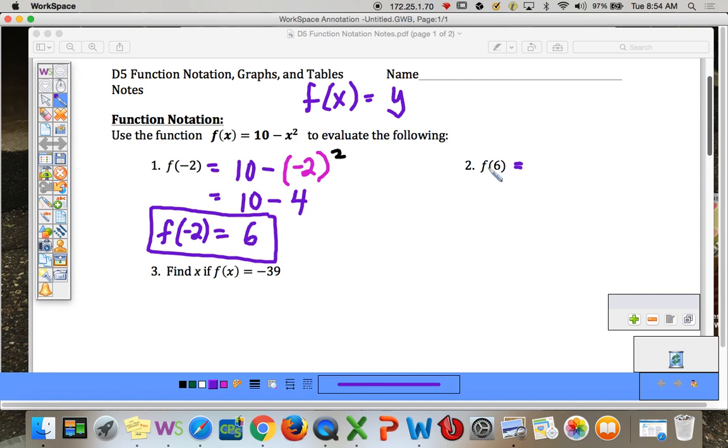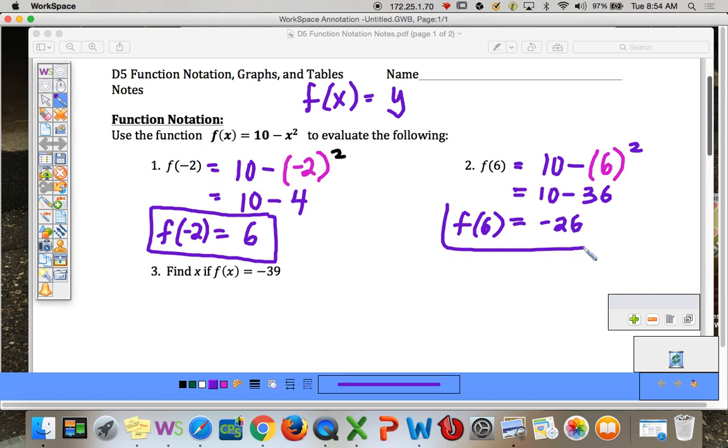F of 6 means plug in a 6 into x and solve. So we have 10 minus, and instead of x, we're going to plug in a 6 here, and we're going to square it. So here we have 10 minus 6 squared is 36. 10 minus 36 is negative 26. So for our final answer, we'll say f of 6 is negative 26. In other words, when I plug in a 6, I get negative 26 for an answer, the output. So 6 is the input, negative 26 is the output.